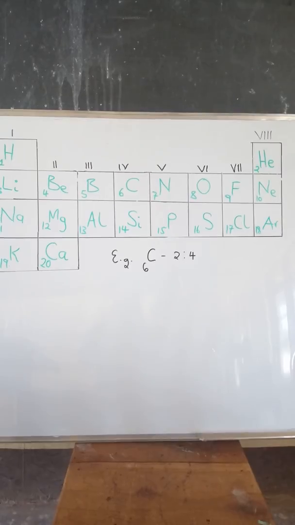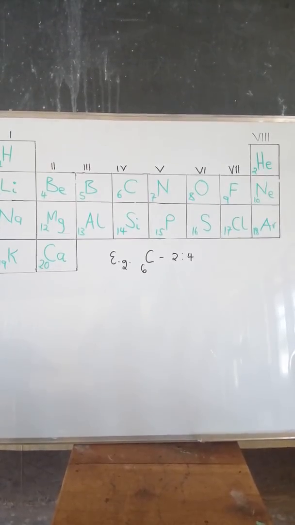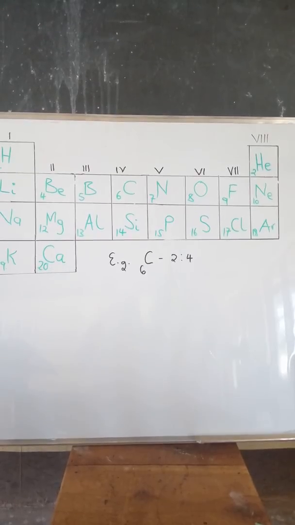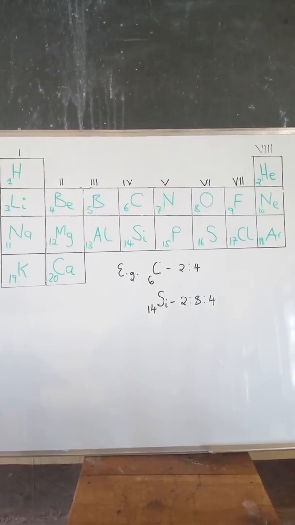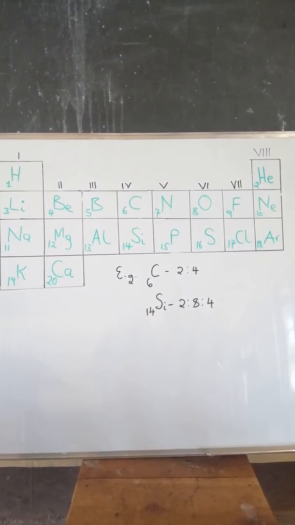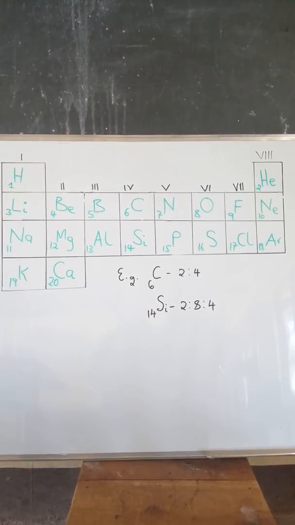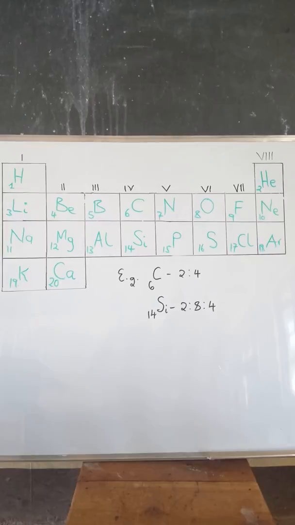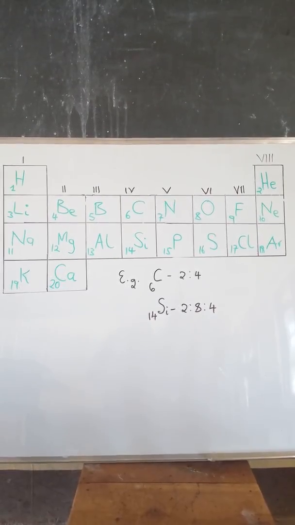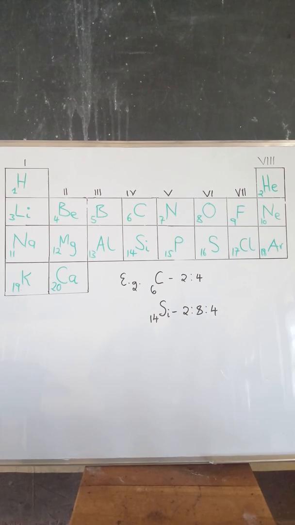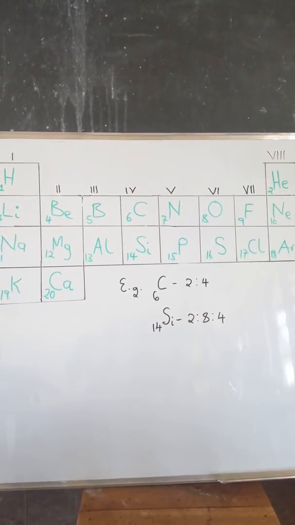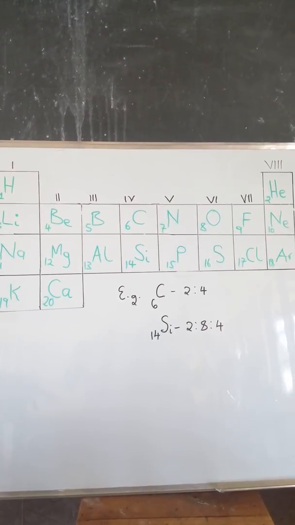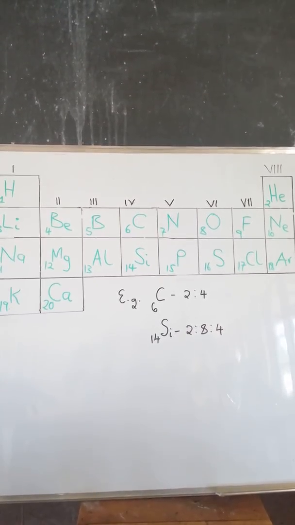carbon, with the atomic number 6, has an electron configuration of 2 electrons in the innermost shell and 4 electrons in the outermost shell. Silicon, with the atomic number 14, has an electronic configuration of 2 electrons in the innermost shell, 8 electrons in the second shell, and 4 electrons in the outermost shell. Carbon and silicon have the same physical properties, but they also combine with other elements by gaining 4 electrons.